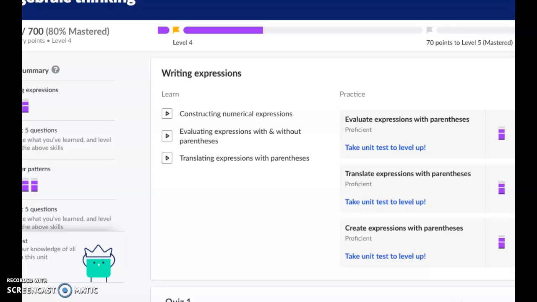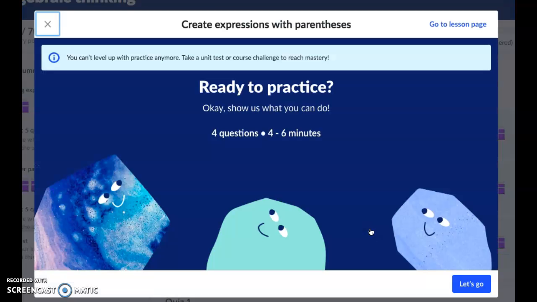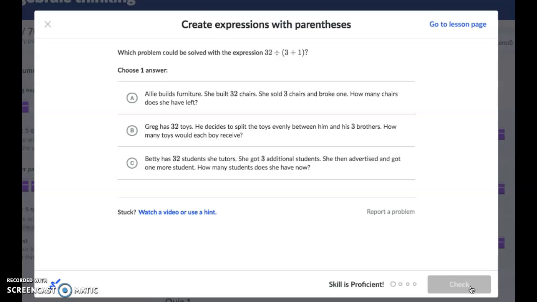Khan Academy, Algebraic Thinking. We're working on the subtopic, Create Expressions with Parentheses. Which problem could be solved with the expression 32 divided by 3 plus 1? The best thing to do is just to read each of these and see if we can make sense out of each of them.